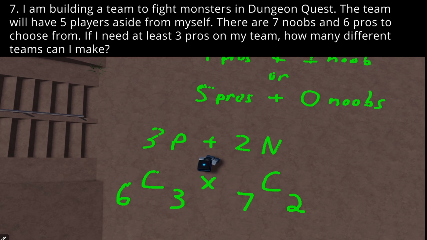And that's because for every combo we have in here, we could pair that to another combo in here with the noobs. So you have to multiply those numbers to get the total number of combinations for 3 pros and 2 noobs. So let's just do the math for this really quickly.